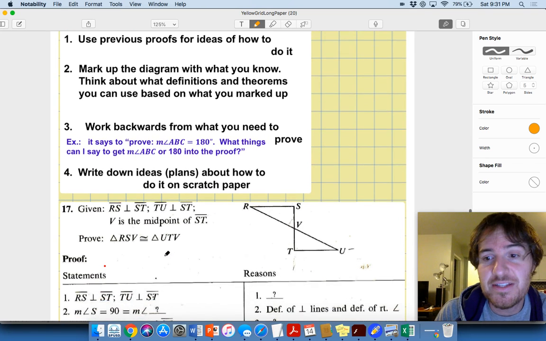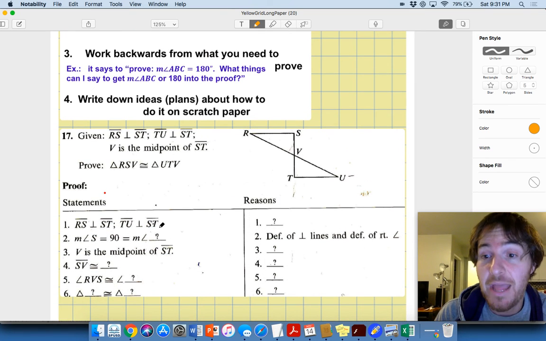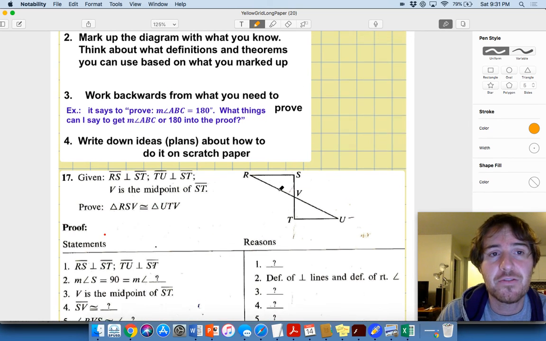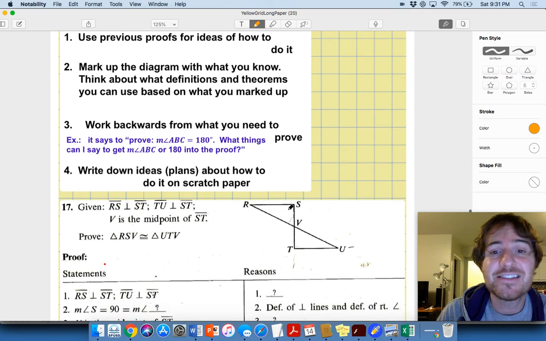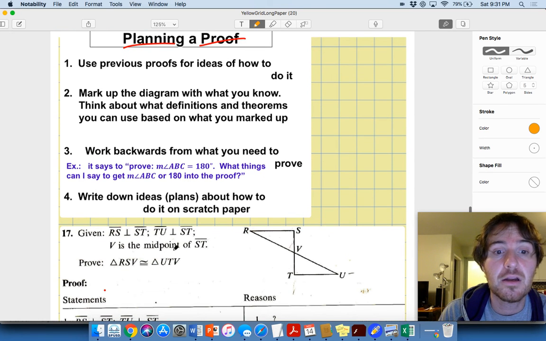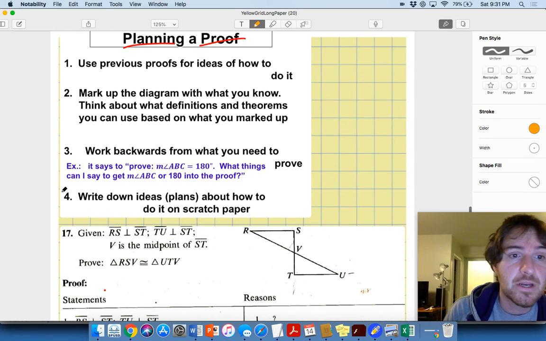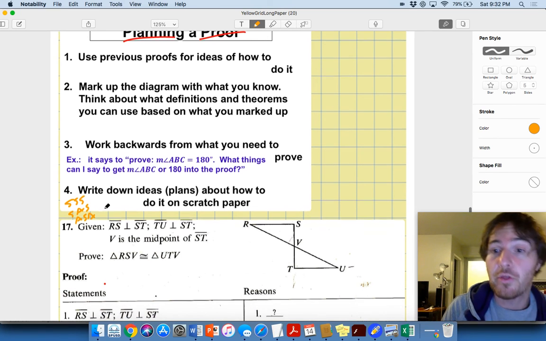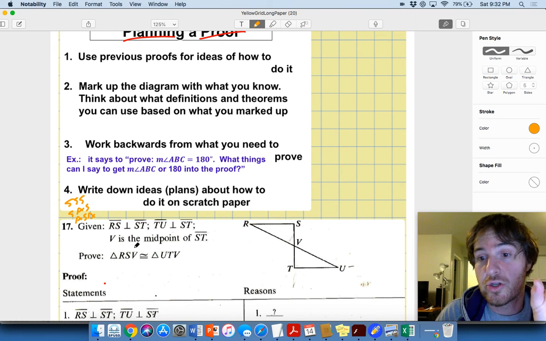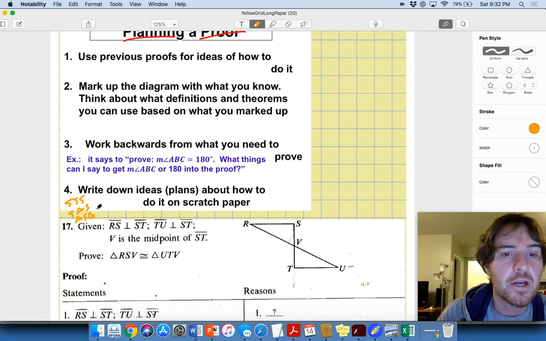Okay, here's number 17. 17 is fill in the blank proofs, okay? But what I'd highly recommend for this is don't really think of it as a fill in the blank proof. Think of it as a puzzle you need to figure out, where you're going to use similar strategies to what you have here. Use previous proofs for how to do it, okay? What does this look like here? Well, we got to get triangles congruent to one another. So what are we going to use? We're going to use either SSS, SAS, or ASA, because those are the 3 postulates we have so far to get one triangle congruent to another triangle. So we're going to use one of those because it looks like that is what we need to prove.